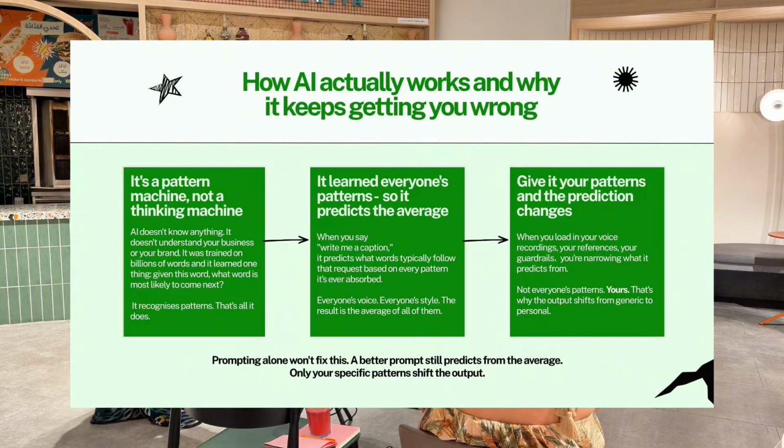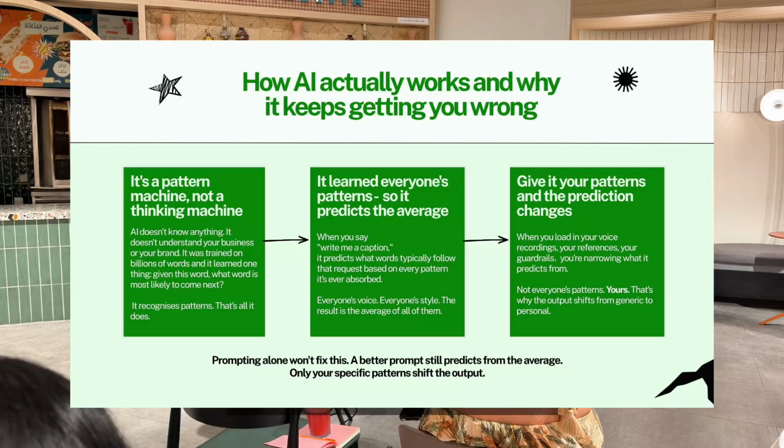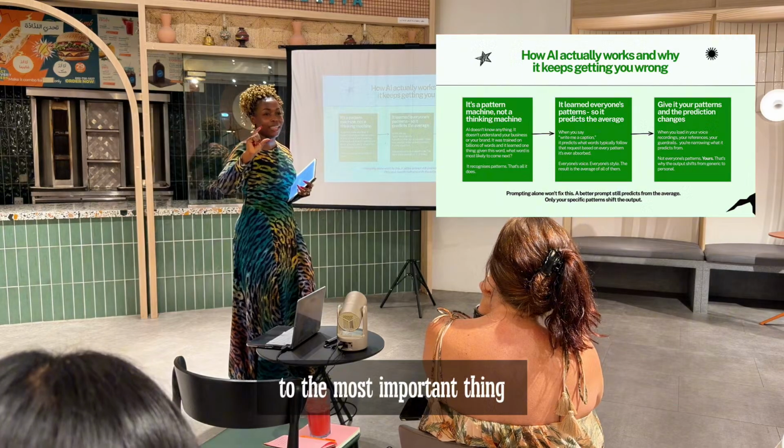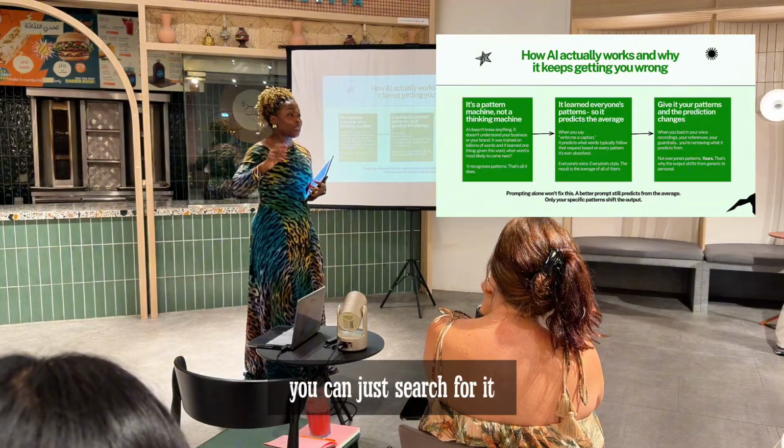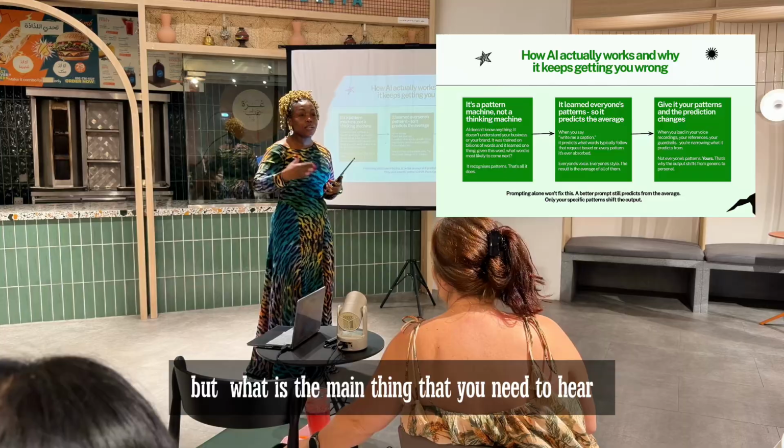So next thing here, let's learn about AI. While I was putting this slide together, there was so much information to give, but I was trying to distill it down to the most important thing. What is the most important thing that you all need to hear? Because every other piece of information, you can just search for it. But what is the main thing that you need to hear?